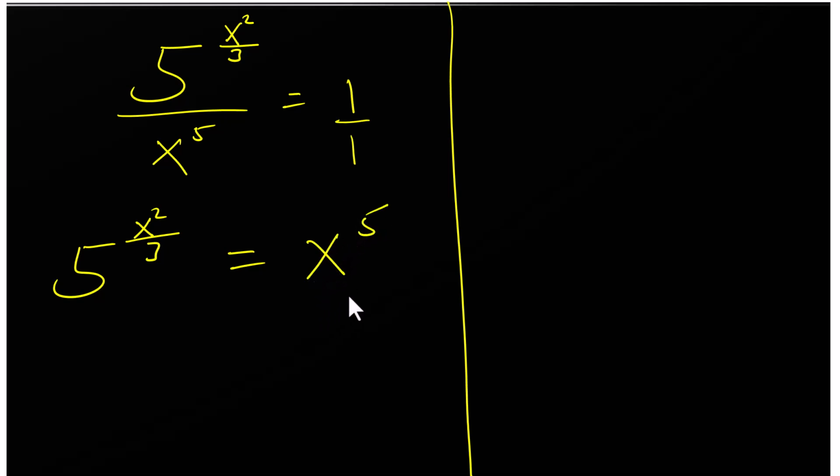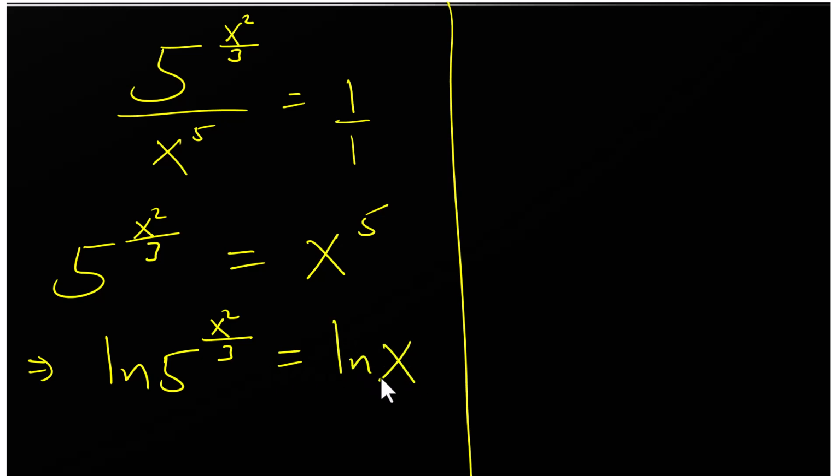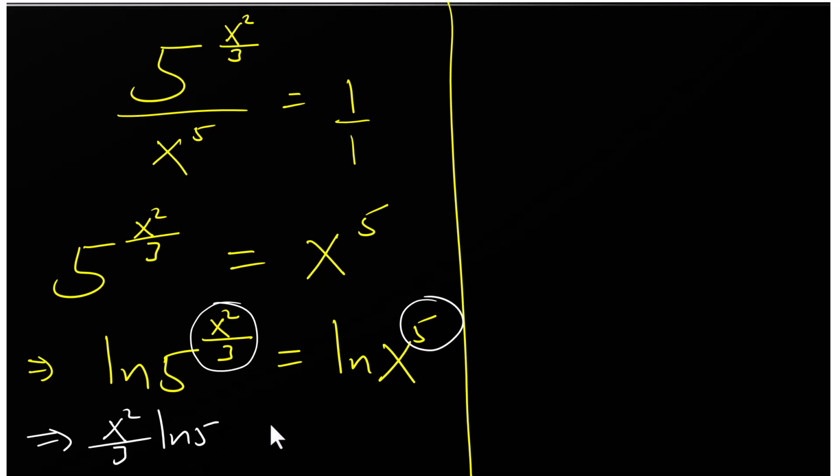As simple as that. Now let's bring the powers down as we take natural log on both sides. So we have ln of 5 raised to x squared on 3 equals ln of x to the power 5. Okay, so this one becomes power rule, so this and that. So we have x squared on 3 ln of 5 equals to 5 ln of x.